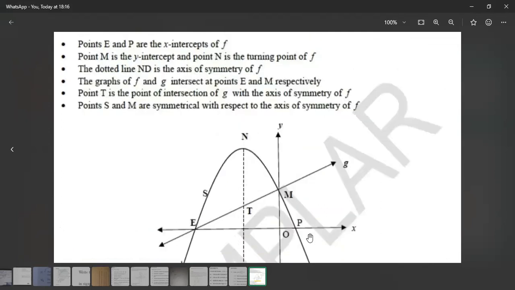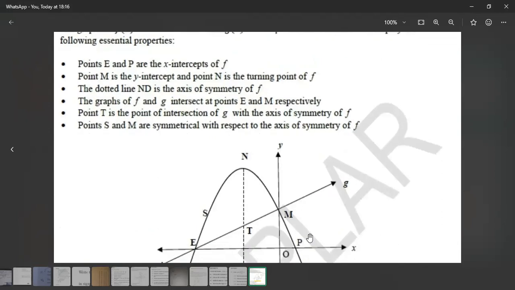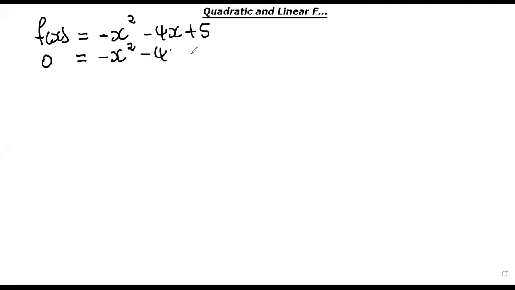But it's easy to do so because we already know the equation of f(x). And we understand these are the x-intercepts of the parabolic function. So let's go to the whiteboard and easily calculate the x-intercepts. So they said to us, the equation of f(x) is -x² - 4x + 5. For the x-intercept, we have to let y be 0.